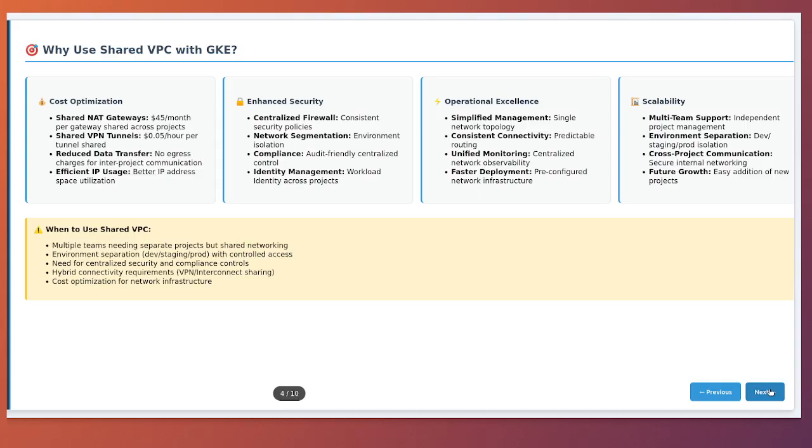The cost benefits are significant. Instead of each project paying for its own NAT gateway, which costs about $45 each, all projects share a single NAT gateway. Similarly, VPN connections, load balancers, and other network infrastructure are shared. Security is enhanced because network policies are centrally managed. Your security team can enforce organization-wide rules without needing access to individual application projects. This is crucial for compliance in regulated industries.